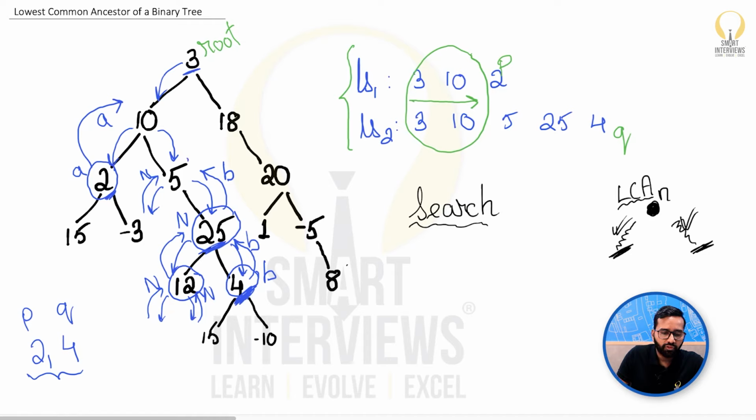Again, same scenario for this node 5. We have found null on the left side. We have found B on the right side. So we'll return B itself.